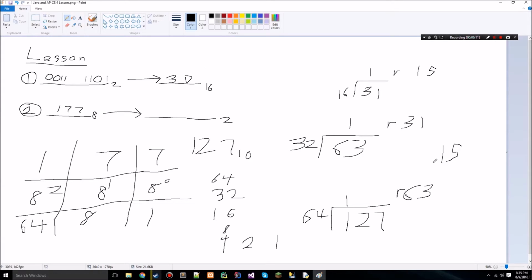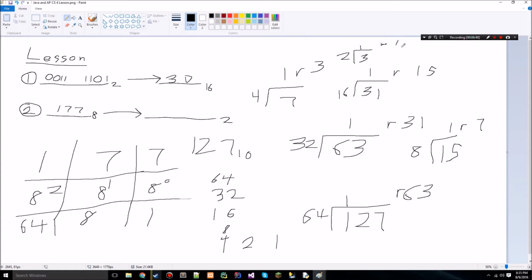15 divided by 8, that gives us 1 with a remainder of 7. Hopefully you can see the pattern here. So 7 divided by 4, it gives us 1 remainder 3. And then 3 divided by 2, that gives us 1 remainder 1.